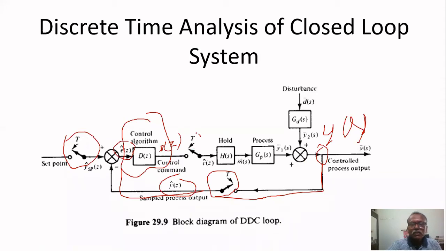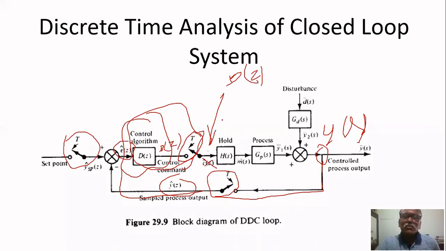But this sampler is part of this control algorithm. That way we have to think. It gives d of z. He mentioned it as c of z. Normally we used to use c for output, but here he used it for controller output. D of z is a pulse input that should be converted into a continuous signal. That's why the hold circuit is here. That hold circuit converts that into the manipulated variable m of s, a continuous signal. That is given to this process.